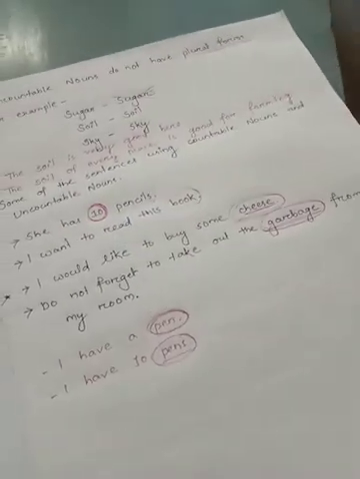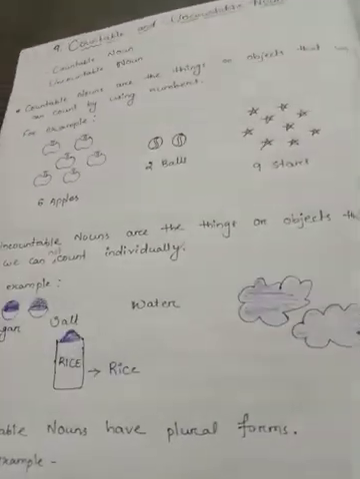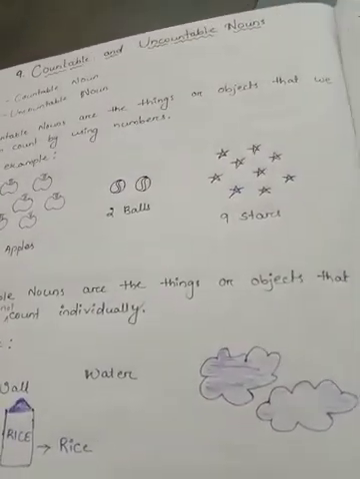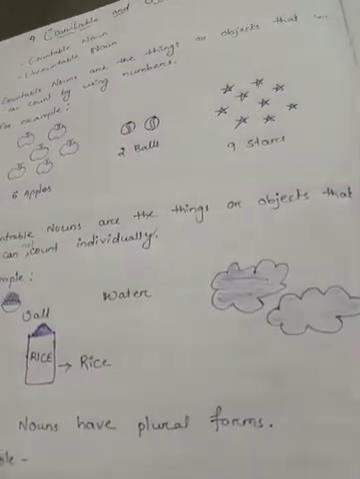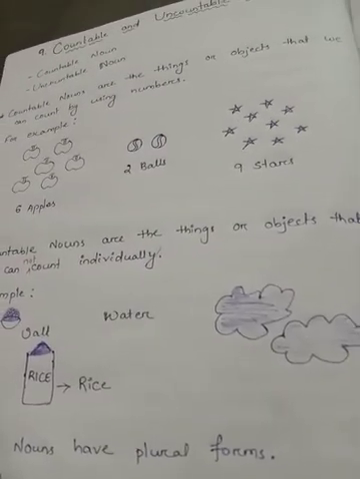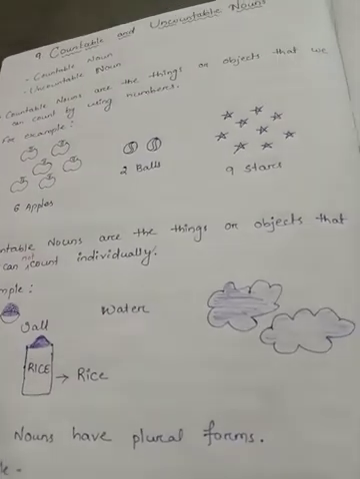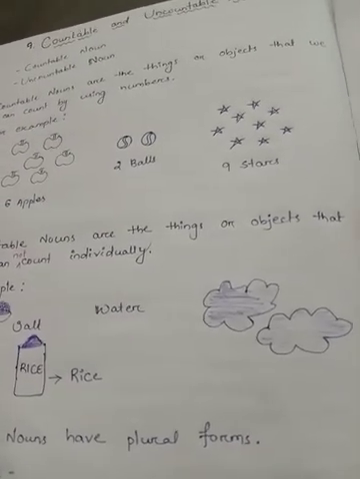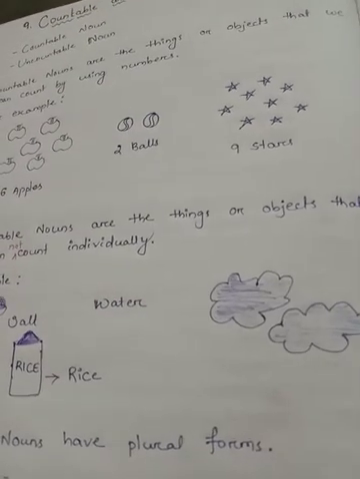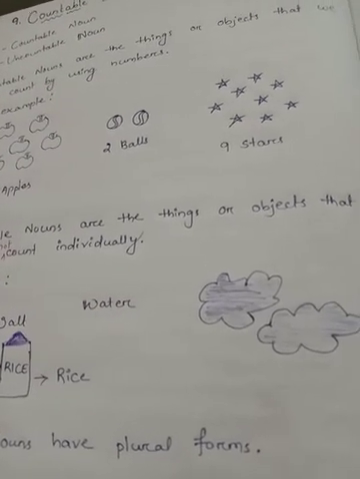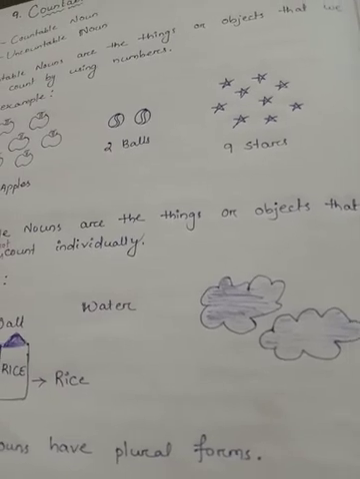Now understood? So now you all do the exercise of this chapter 9, countable and uncountable nouns. That's so easy. Even if you find any difficulty or if any doubt arises, you can ask me anytime. Okay?